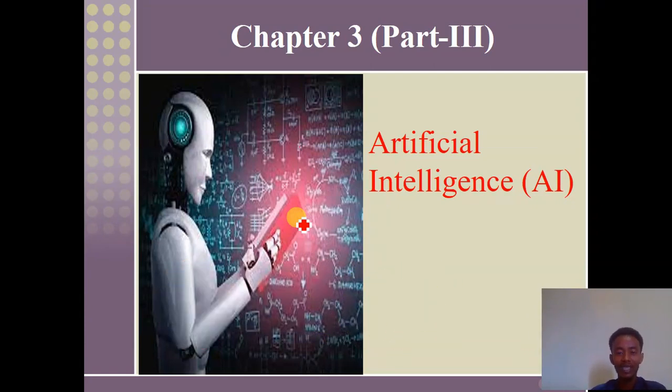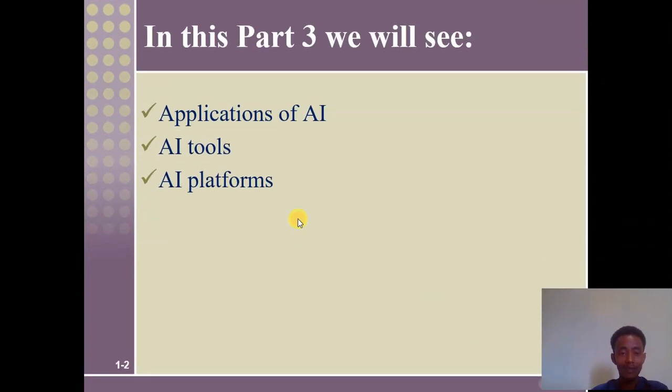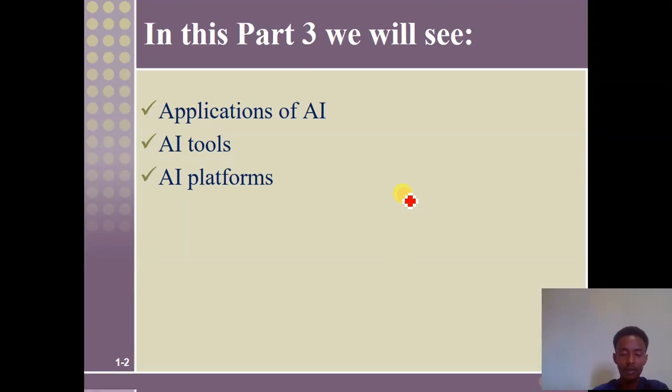Today we're going to start the third part of chapter 3 of Introduction to Emerging Technology. In this third part we are going to see some applications of artificial intelligence. We will also see artificial intelligence tools, and finally we will look at artificial intelligence platforms.